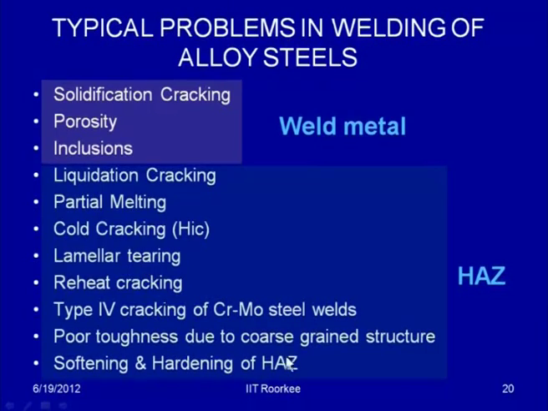All these are basically related with the heat affected zone, and these problems are basically steel or material sensitive. Some of the steels are sensitive to liquefaction cracking, others are sensitive to lamellar tearing. So, depending on the kind of steel or the metal system which is being welded, they are found sensitive to different kinds of problems.